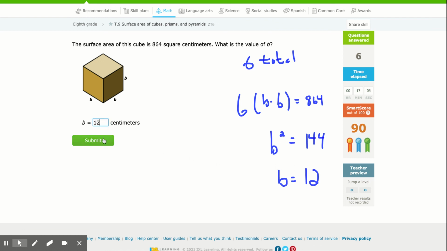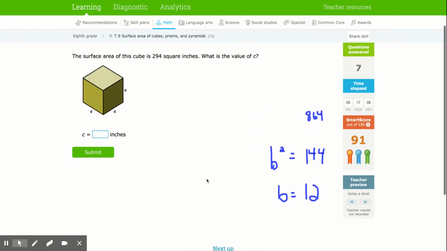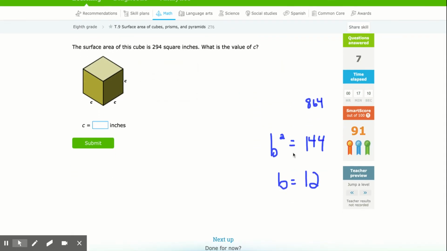I don't think you'll get many harder than that, because yes, they're all going to be cubes. But if you do, please let me know and I will help you walk through them.